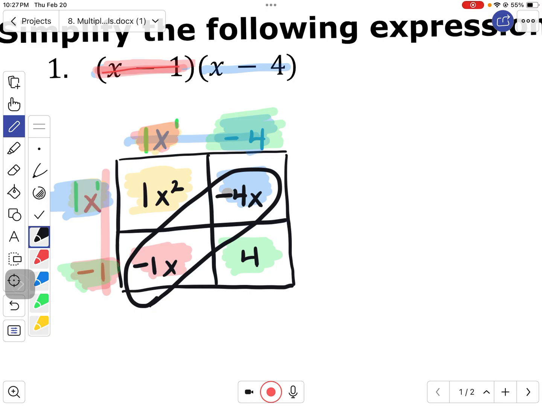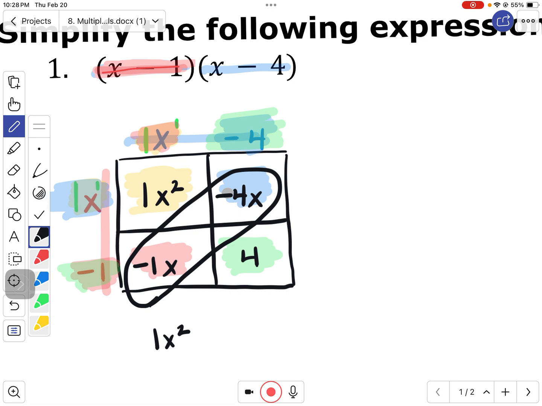Okay, because they have an x, we can combine those. But before we do that, we want to write it in standard form. Standard form is the highest power first. So I'm going to look at all 4 of my boxes. I'm going to start with my power, that's the highest. So my 1x squared is the highest. So I'm going to start with 1x squared.